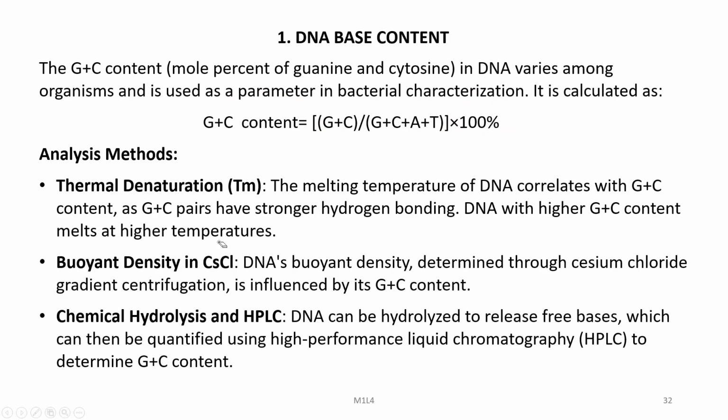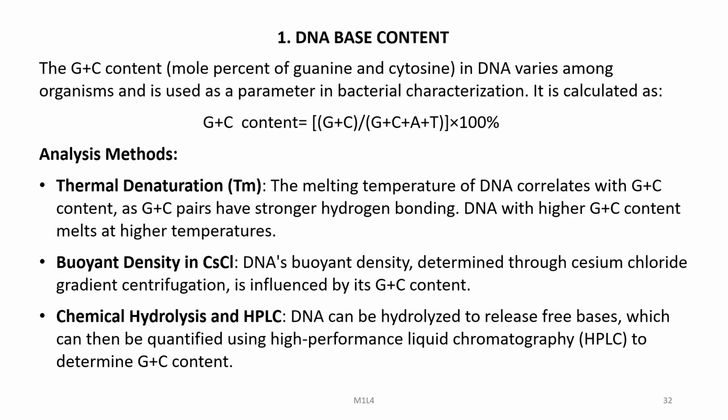So, what are the various analytical methods employed? Number one is thermal denaturation. The melting temperature of DNA correlates directly with G plus C content. Because G plus C pairs have stronger hydrogen bonding, with 3 hydrogen bonds compared to AT bonding, which has only 2, DNA with higher GC content will require more energy, and therefore it melts at a higher temperature.